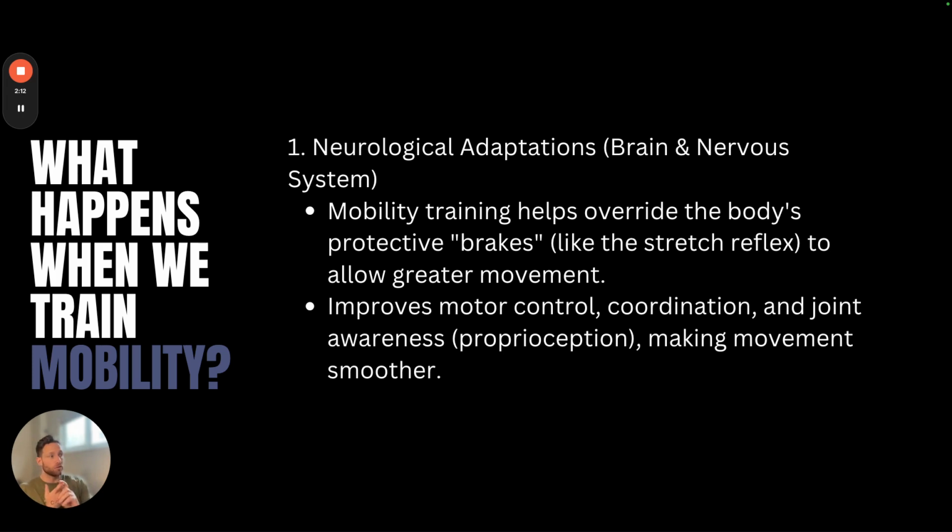Also, we need to improve motor control, coordination, and joint awareness. As we start exploring new ranges, we can equate being in those ranges to brushing your teeth with your left hand. Your body is not comfortable in those ranges of motion and often struggles. We want to spend time there and develop these new neural pathways, developing coordination, motor control, and overall joint proprioception.